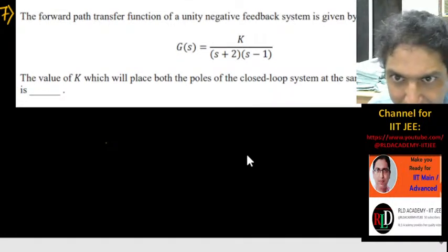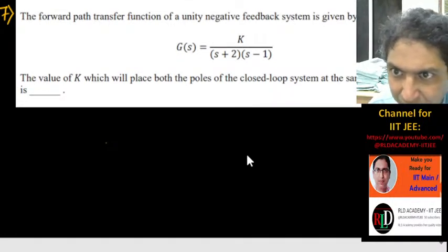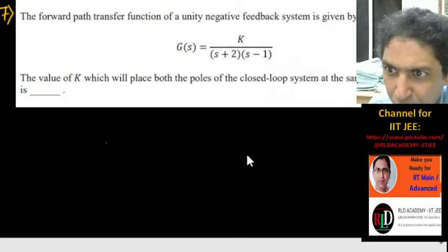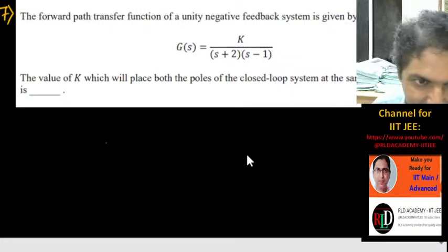Can you solve it? A forward path transfer function of a unity negative feedback system is given: G(s) equals K upon (s plus 2) times (s minus 1). The value of K for which both the poles of the closed loop system are at the same location is?